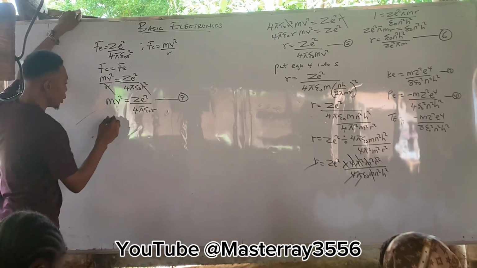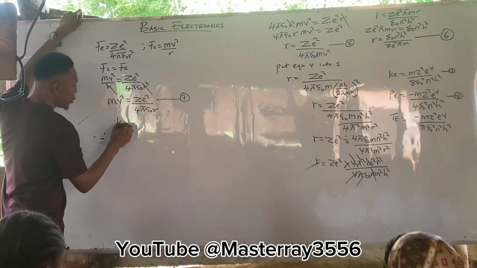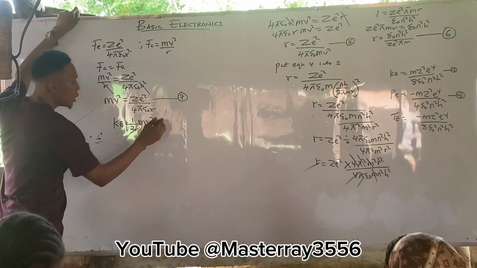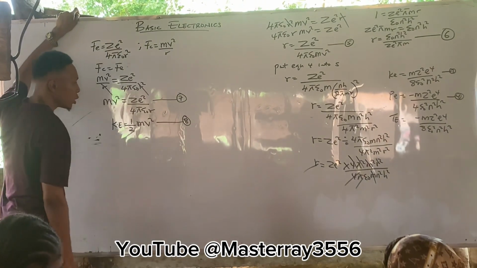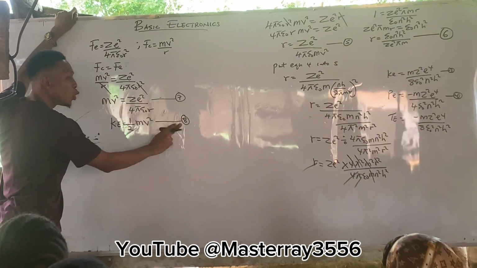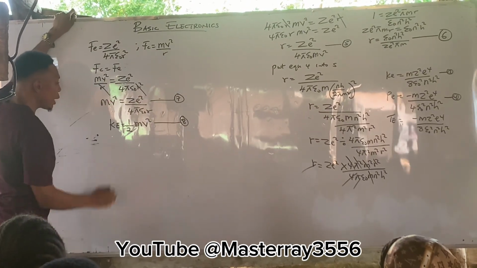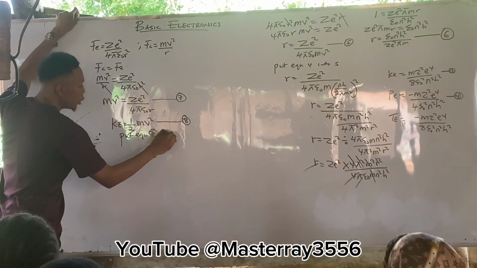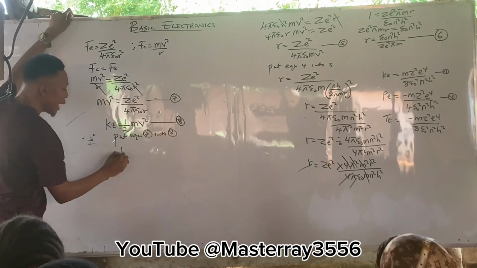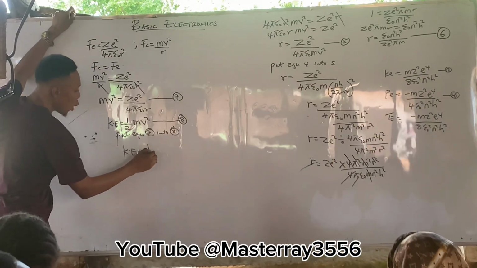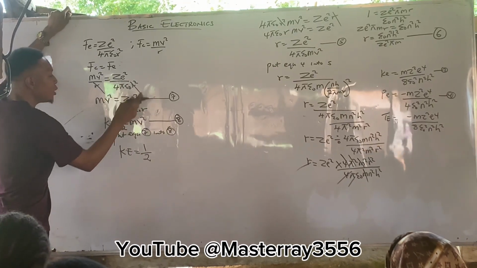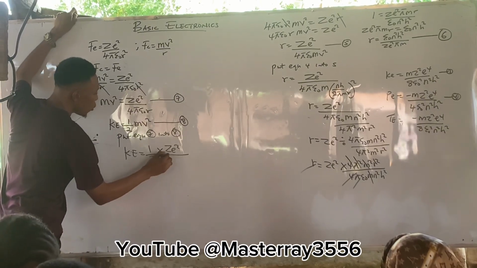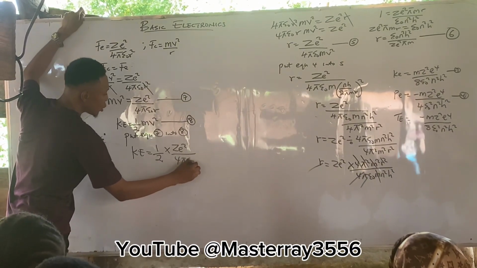Now, you recall that your linear kinetic energy, that's KE, is equal to half mv squared, is it not? Call this equation 8. So substitute equation 7 into equation 8. So from there, KE will be equal to half of what? mv squared is everything there, right? Z squared over 4 pi epsilon naught r.